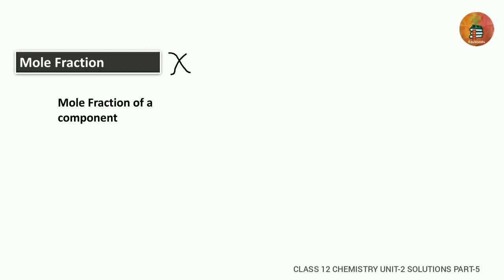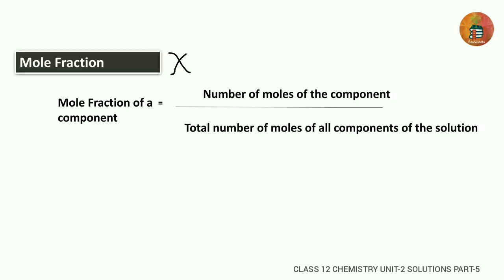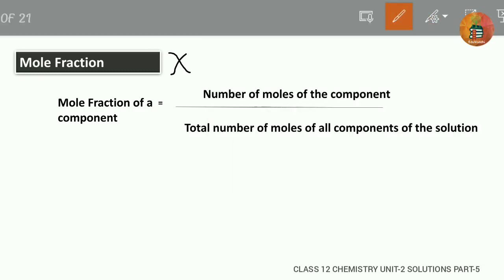So mole fraction of any component is given by the number of moles of that component divided by the total number of moles of all the components of the solution. To understand this formula, let me take the example of a binary solution. You know that in a binary solution there will be two components. Let me take it as one solute and one solvent. Or in general, let me represent a binary solution consisting of component A and component B.